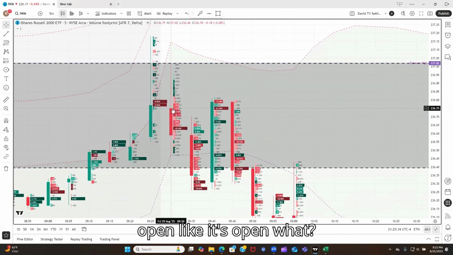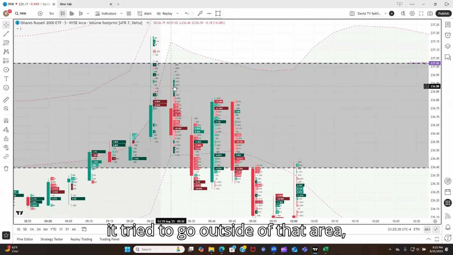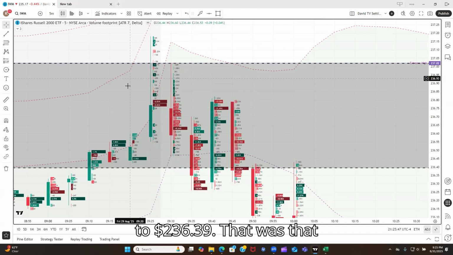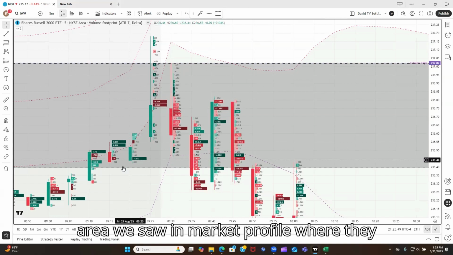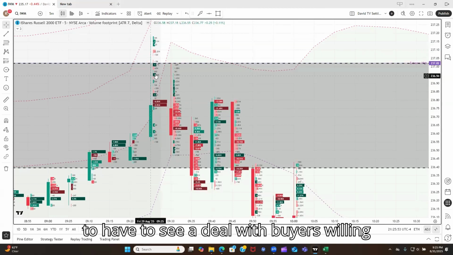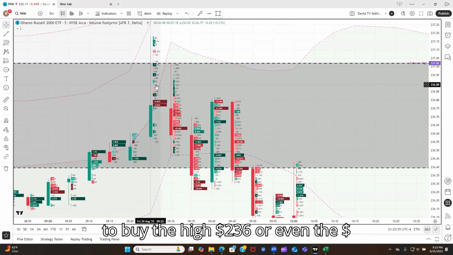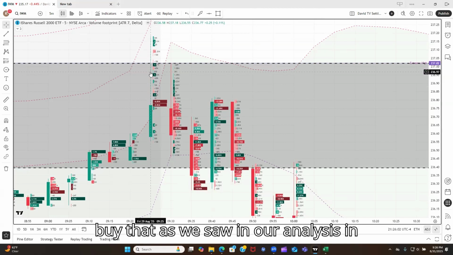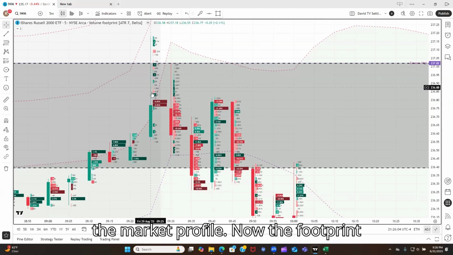Price opened roughly at 236.75. Again, it tried to go outside of that area, right? Remember that 237.02 down to 236.39. That was that area we saw in market profile where they tried many times to see if there were buyers willing to buy the high 236 or even the 237s, but there was nobody willing to buy that, as we saw in our analysis in the market profile.